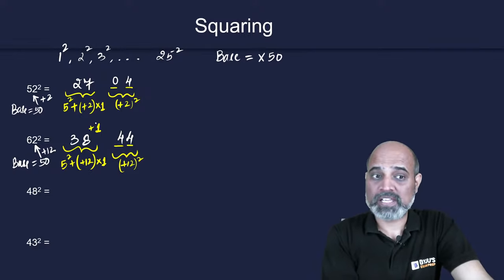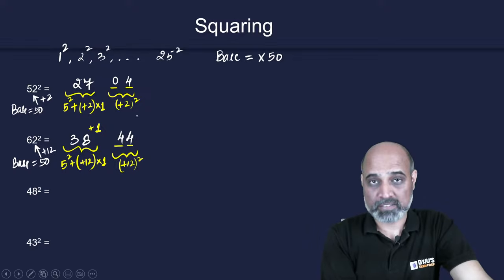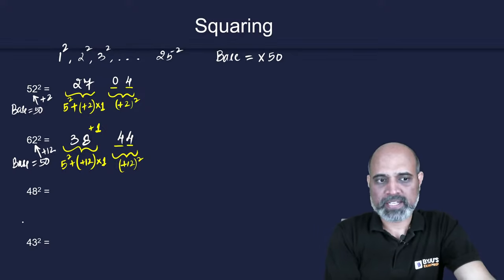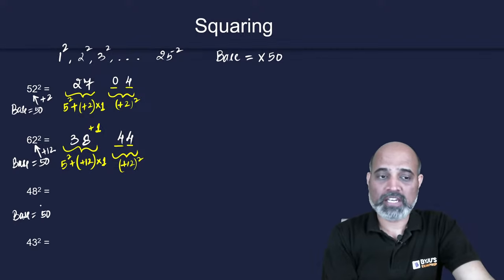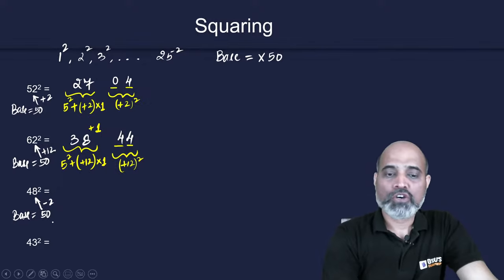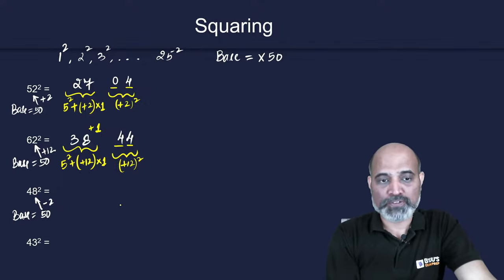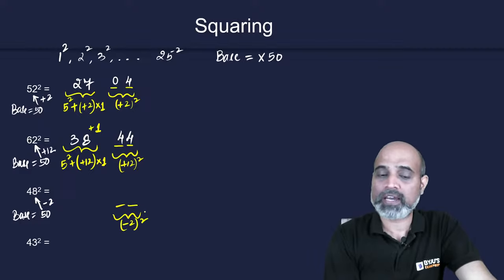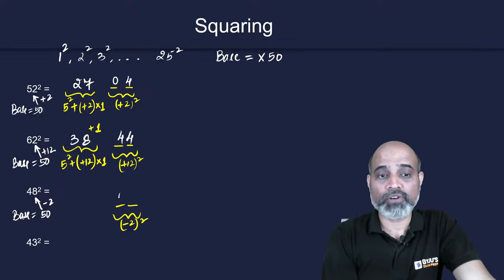25 plus 12 plus 1. 25 plus 13, 38. 48 का square देखते हैं. So from the base that we will choose 50, इससे ये 2 less है. So minus 2. So my final answer will be made up of 2 parts. Last 2 digits, which will be same as minus 2 का whole square, which will result in 04 only.